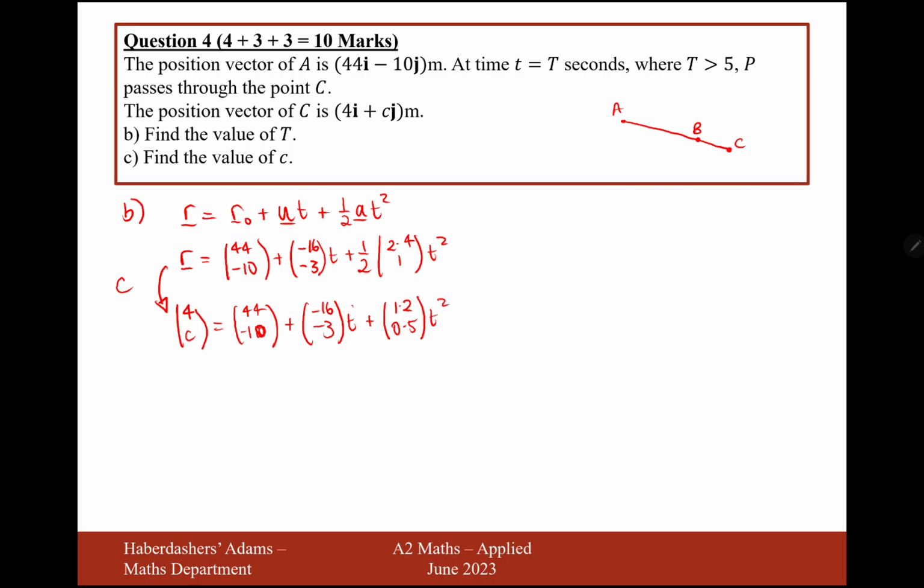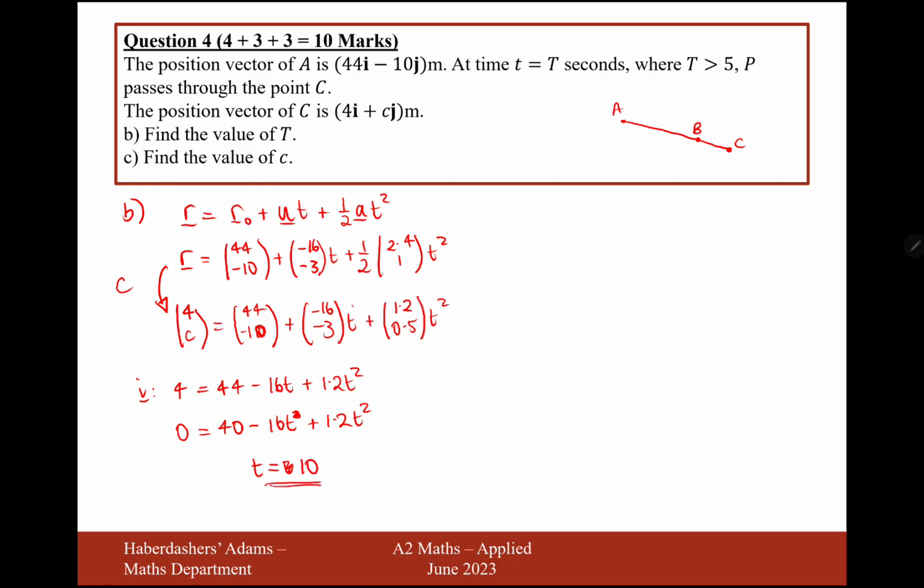Okay, so what I'm going to do is take an equation out just using the top parts of each of those vectors there. So on the i component, 4 equals 44 minus 16t, add 1.2t squared. Move that 4 onto the other side, so take it away. So I'm now on 40 minus 16t, add 1.2t squared. Now I'll reach for my calculator and solve that as a quadratic. Solving that as a quadratic, but only taking t when it's greater than 5, leads me to t equals 10.